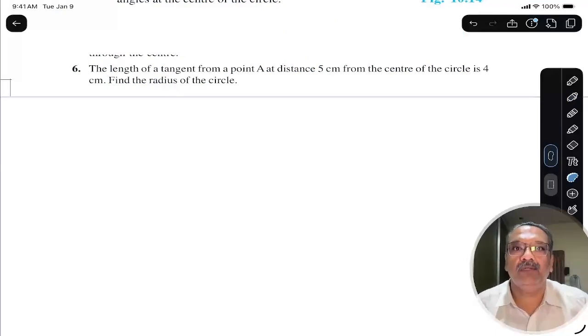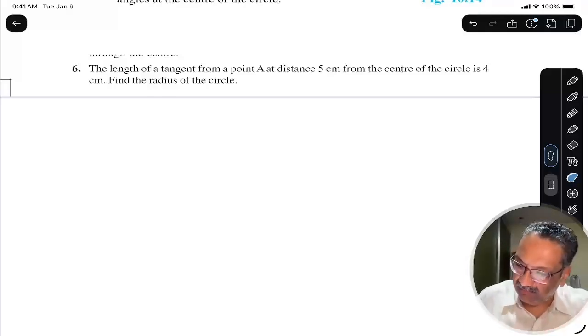Let's come to the sixth question. What does the sixth question say? The length of a tangent from point A at distance 5 centimeter from the center of the circle is 4 centimeter. Be careful in this. It is just a question of twisting the English words. See what he says. The length of a tangent from a point A at distance 5 centimeter from the center of the circle.